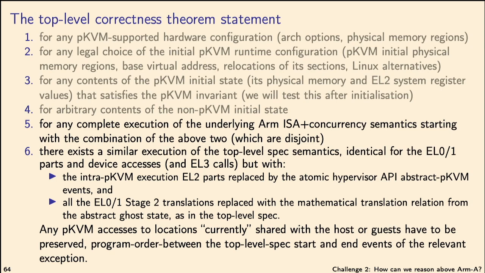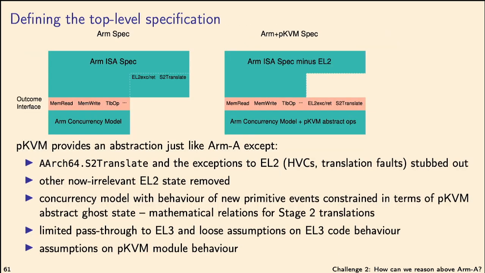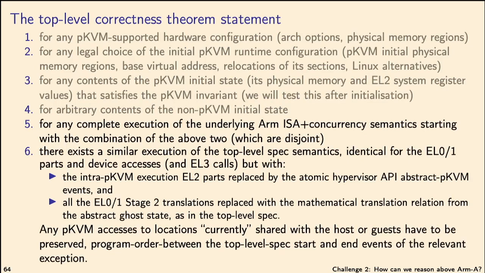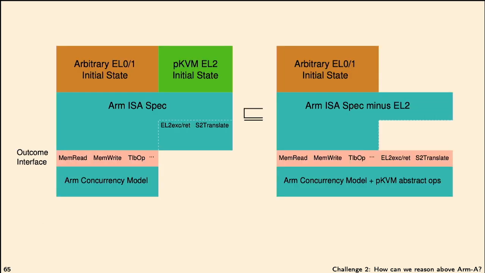any complete execution of the underlying machine semantics together with these two gives you a similar execution of this right-hand semantics, except we'd like the EL2 parts replaced. It's the concrete theorem that you think you should be able to prove. Or in pictures, any execution of this thing should be, with some erasure and slight other surgery, an execution of the nice top-level spec.